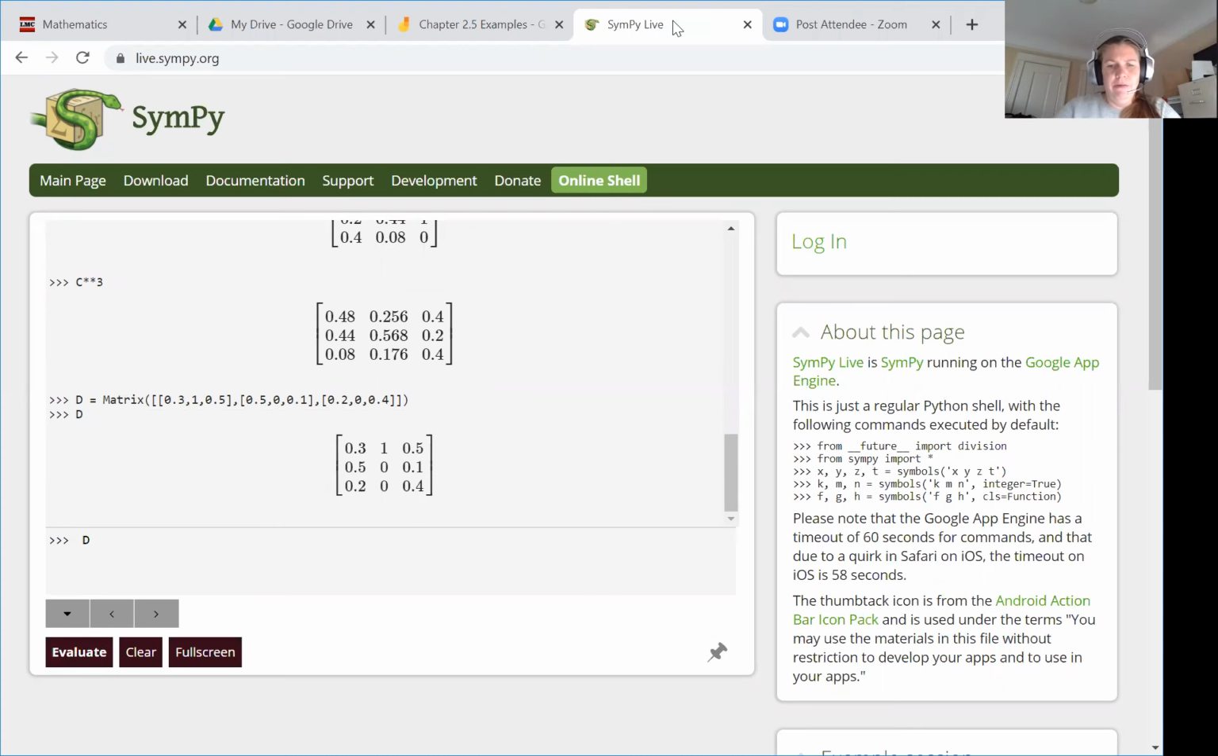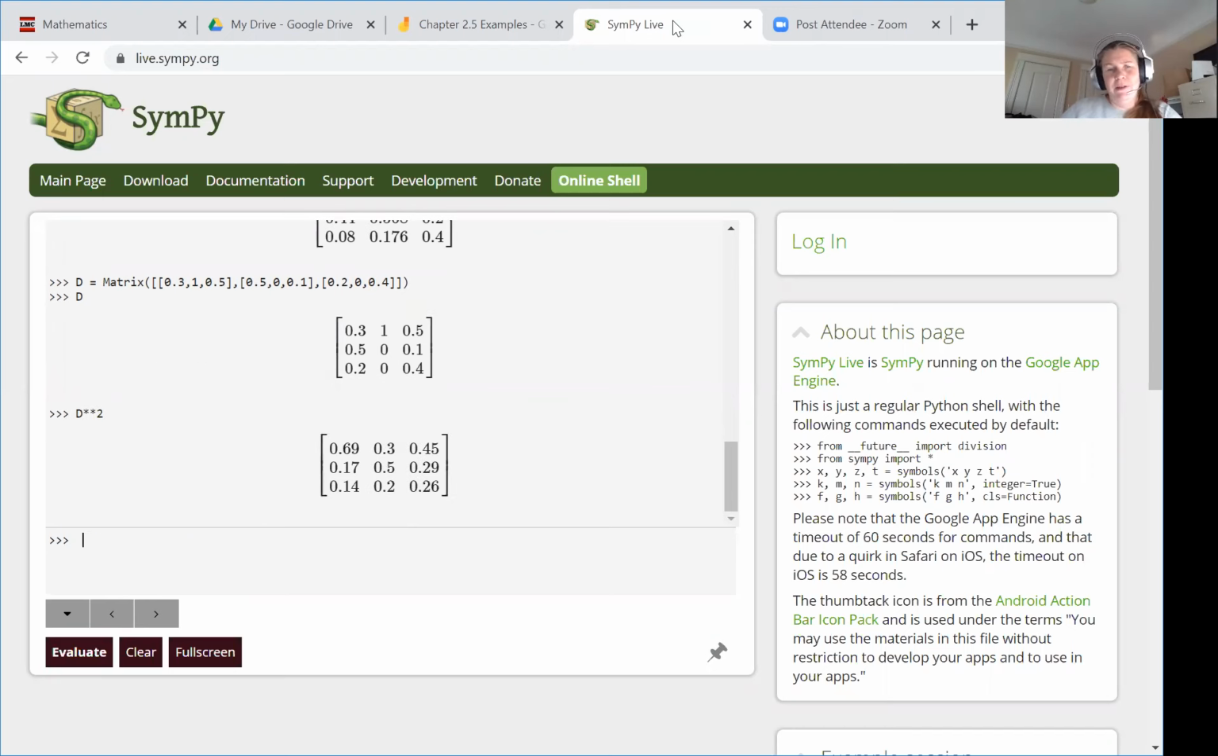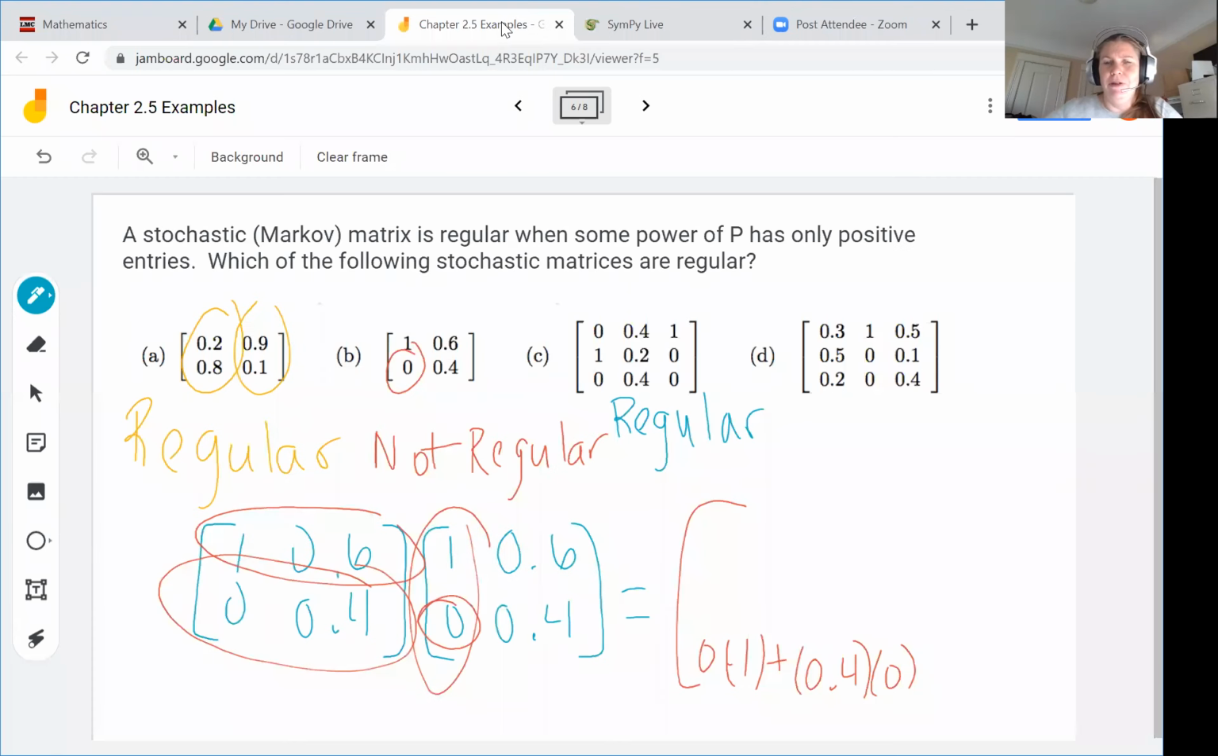So let's look at if we multiply D by itself to the second power, and we're in business. We have all positive entries, non-zeros. So we can say matrix D is also regular.